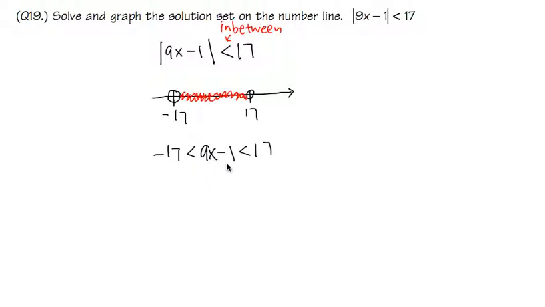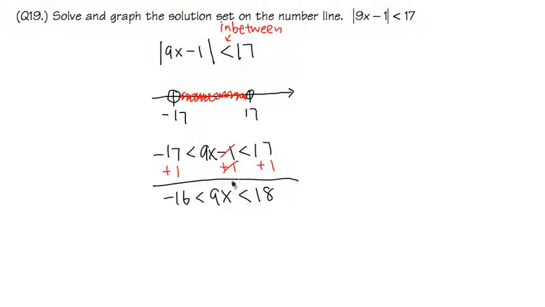I have 9x minus 1. Let us plus 1 here, so that the negative 1 plus 1 will cancel. But I will also need to plus 1 here and plus 1 here. I need to plus 1 on all three sides. Alright, so for this part, negative 17 plus 1 is negative 16. Negative 16, and then this is less than 9x, and that's less than 17 plus 1, which is of course 18.